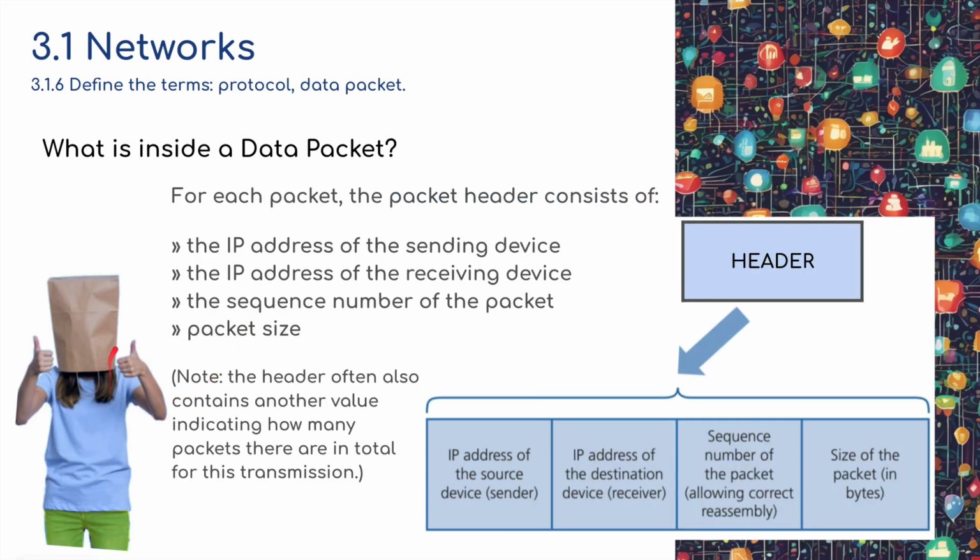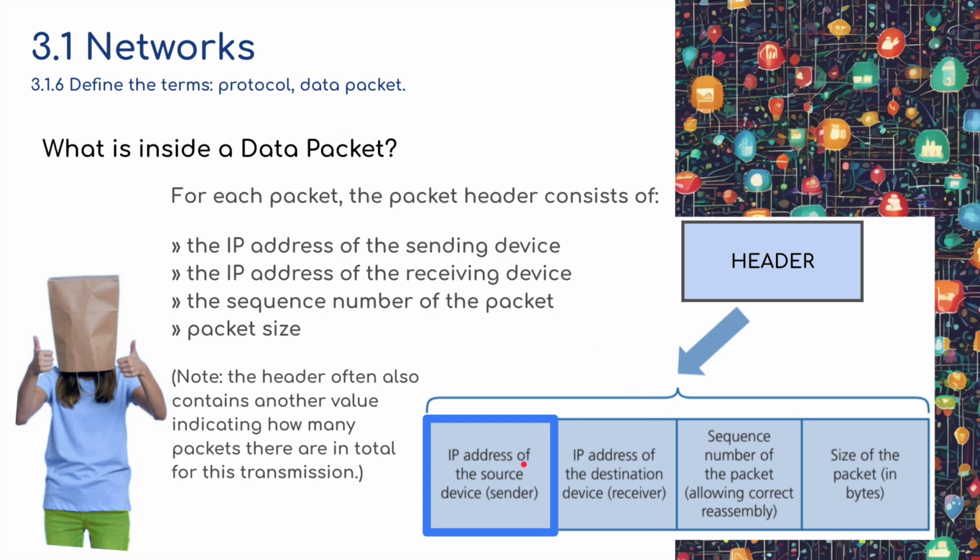Here's an example, somebody with a bag on the head. This is representing the header. Okay, for each packet, the packet header consists of the IP address of the sending device, the IP address of the receiving device, the sequence number of the packet, and the packet size. Also, it may contain other values indicating how many packets there were in total for that particular transmission.